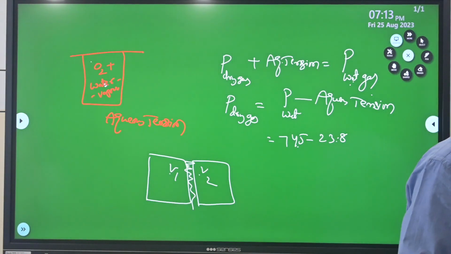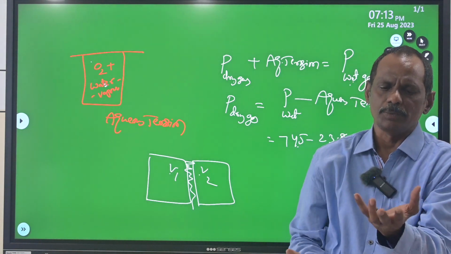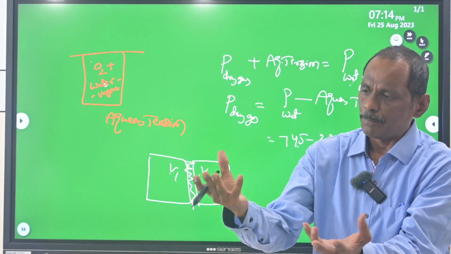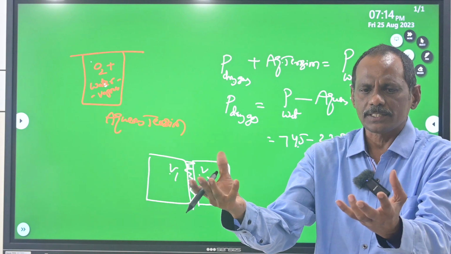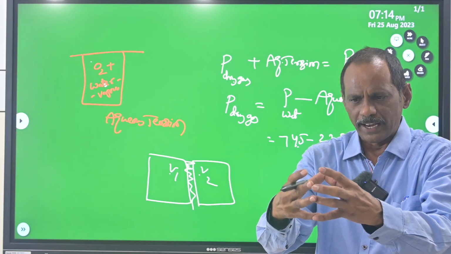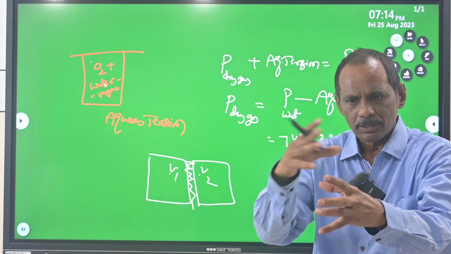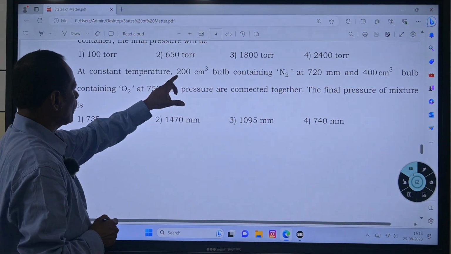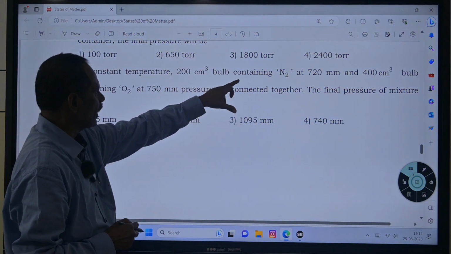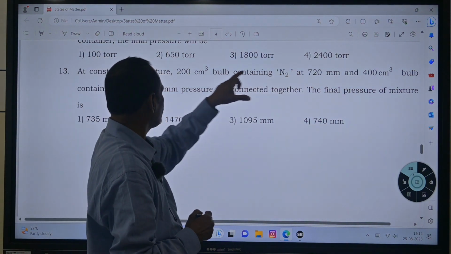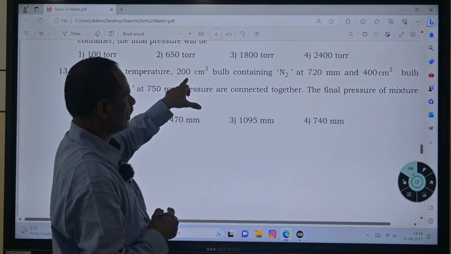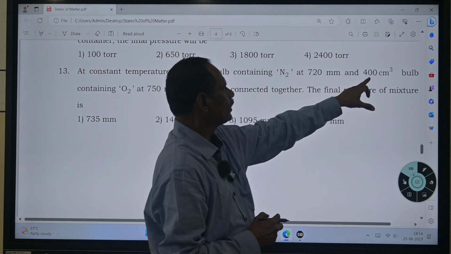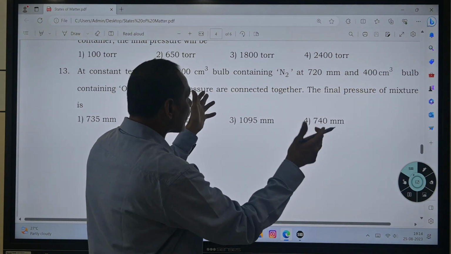Let us take that an open box is there, its volume is V1. Another box is there, its volume is V2. What will happen if the boxes are connected through their open edges? The volume will be V1 plus V2. So if you observe this one, at constant temperature, the 200 cc bulb contains nitrogen at 720 millimeters pressure. So the volume of the first bulb is 200 cc and the 400 cc bulb contains oxygen at 750. Those are connected together.